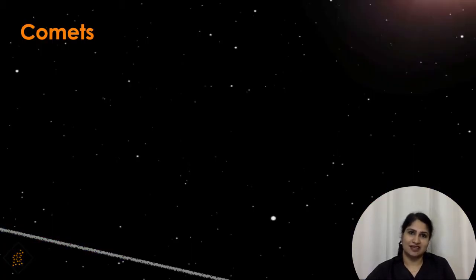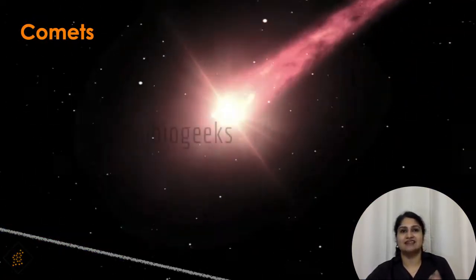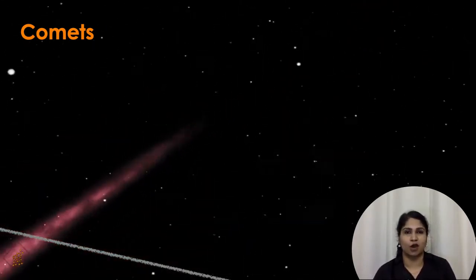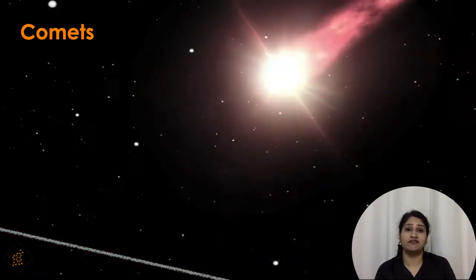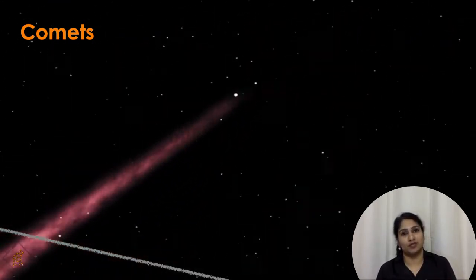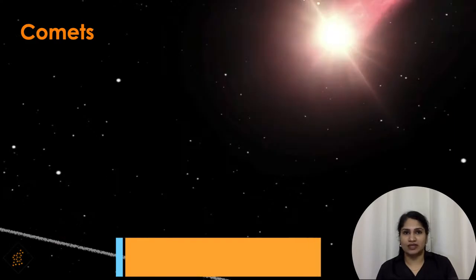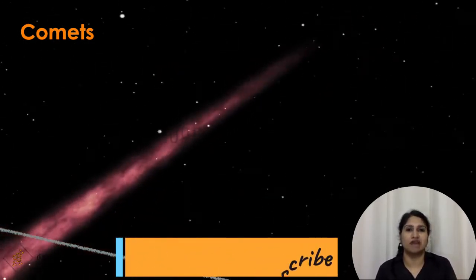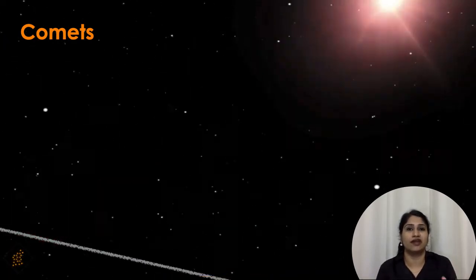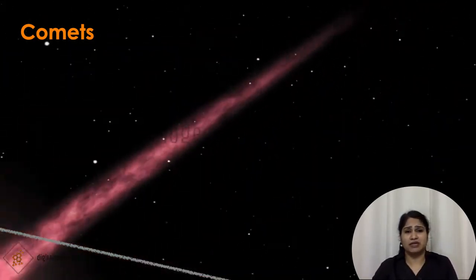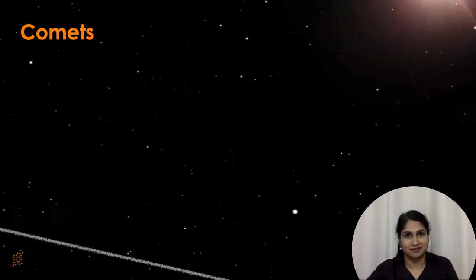Now comets. Comets contain gases and dust. They revolve around the sun in a highly elliptical orbit and are visible only when they come near to the sun. They are frozen remains from the formation of the solar system. When they come near to the sun, they get heated up and spew all the dust and gases, forming a glowing head. It forms a tail of gases which extends millions of kilometers from the sun.